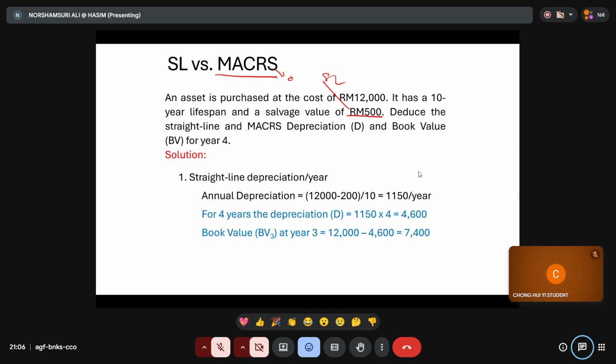Find the straight line and MACRS depreciation, D, and the book value, B, for year 4. So for the straight line, we have the same thing. For example, this one should be 500. Okay, never mind. Maybe I didn't save the last part. Maybe somebody can help me. 12,000 minus 500 becomes 11,500, divided by 10.